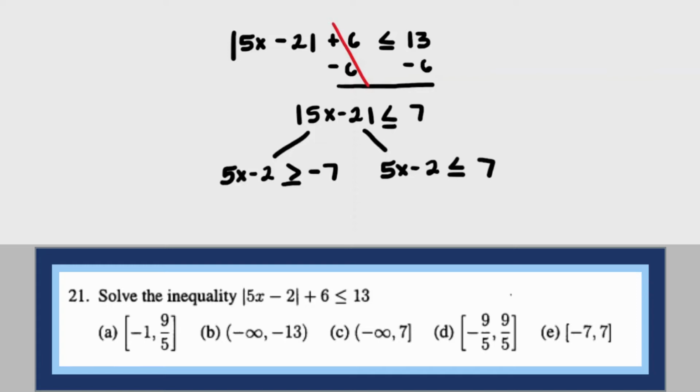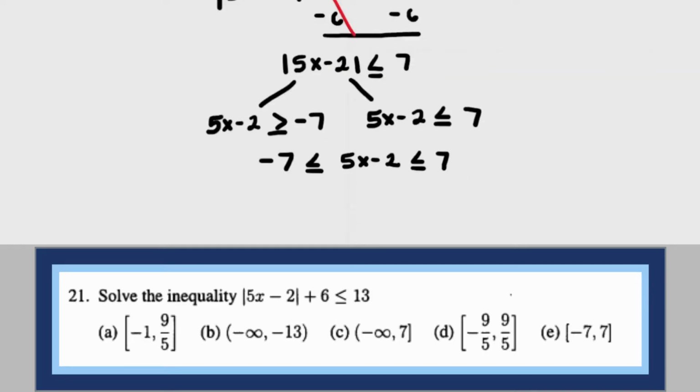So what we can do is rewrite this as a double-sided inequality: negative 7 less than or equal to 5x minus 2, less than or equal to 7. When we do this, it makes it really easy, especially since we're going to be converting this to interval notation. It just makes it a little easier to comprehend.